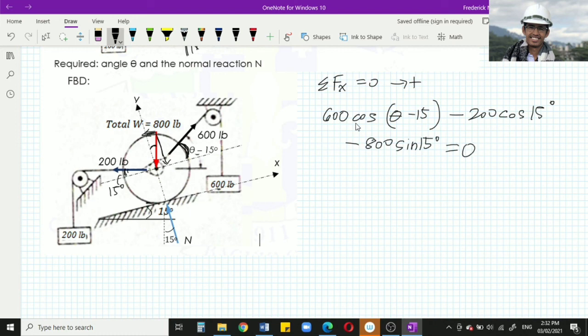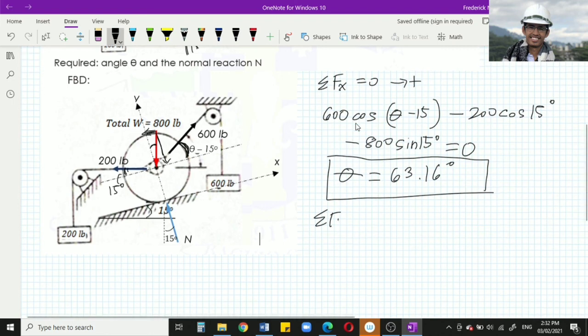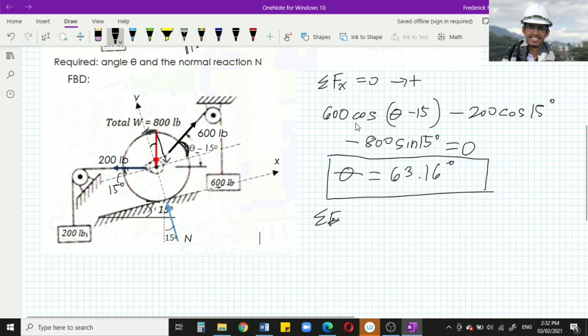Okay. So masosolve na natin yung value ng ating theta. So we can use shift solve here. So theta will be equal to 63.16 degrees. Okay, so that will be our answer. Next, ano naman yung value ng force N natin? So yung value ng force N natin is along y axis. Therefore, we can use yung summation of forces. Summation of forces along y axis is equal to 0.